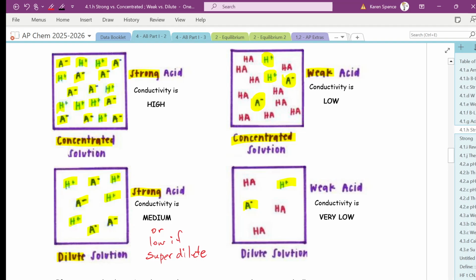The kind of question that could come up is, you've got a weak acid and a strong acid, and you put them in a conductivity apparatus. Do you guys know what a conductivity apparatus is? Sort of. Let me grab one. Do we remember this thing? You don't remember this?